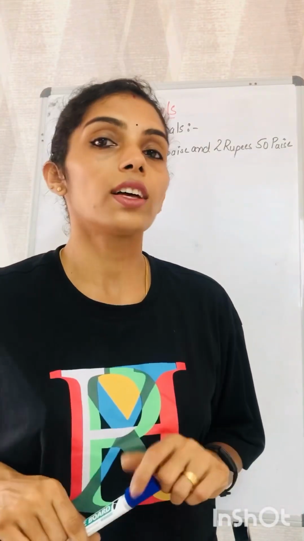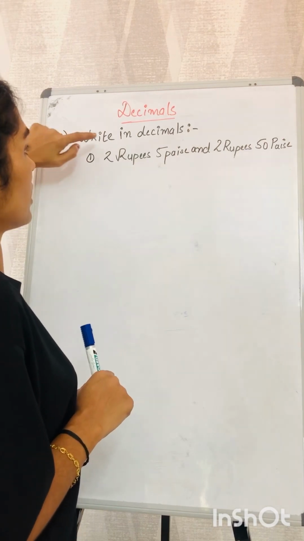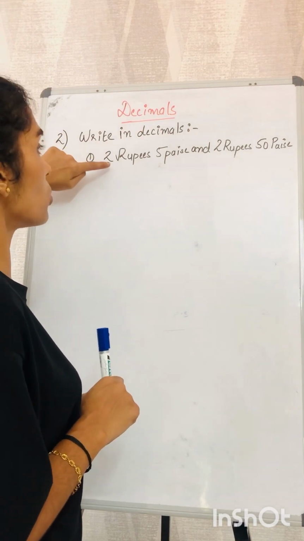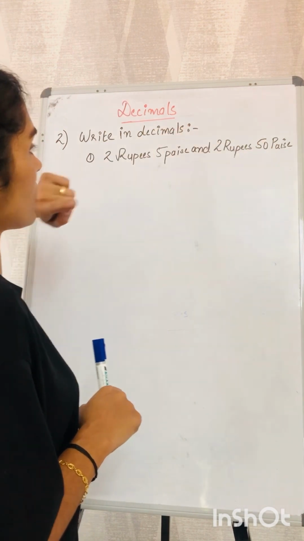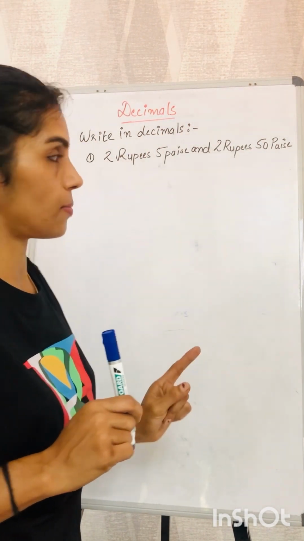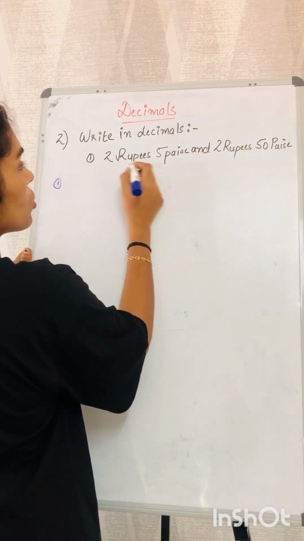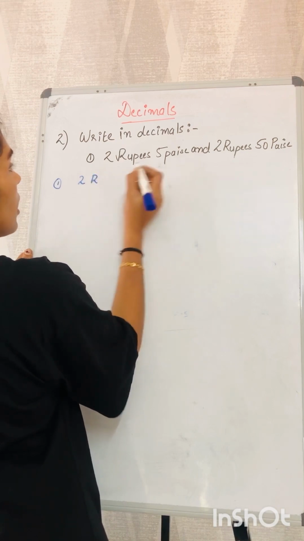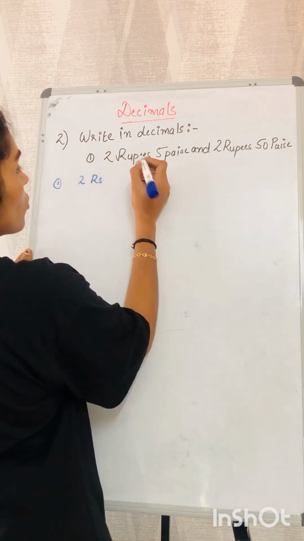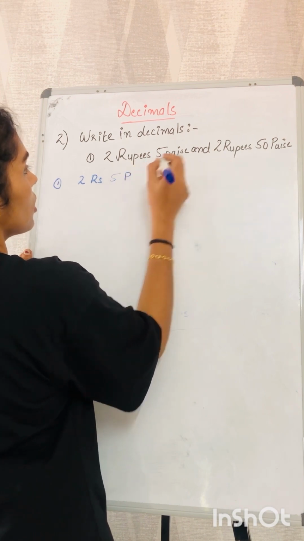So now let's do our second exercise from decimals. You have to write in decimals, that is 2 rupees 5 paise and 2 rupees 50 paise. You have to write in decimals. So now let's take the first one, that is 2 rupees and 5 paise. The first part, I write RS, the short form for rupees, and 5, I write P, the short form for paise.